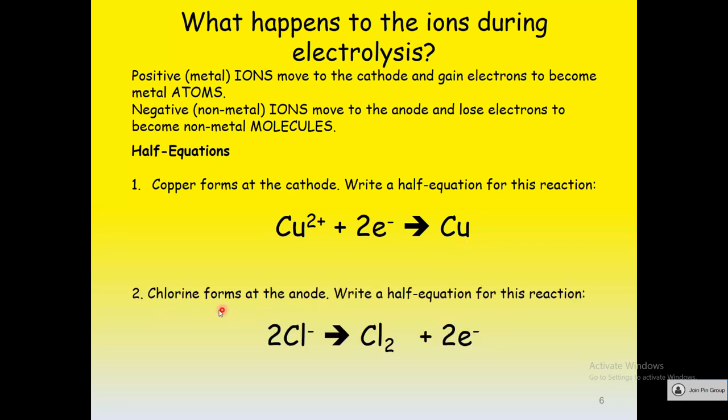At the anode, we'll be attracting here some chloride ions, Cl-. They're going to give up electrons and make chlorine gas. So chlorine gas is Cl2, so we need 2 chloride ions in order to do that. And in order to balance this equation, make it electrically neutral, we now need 2 electrons on this side of the equation.